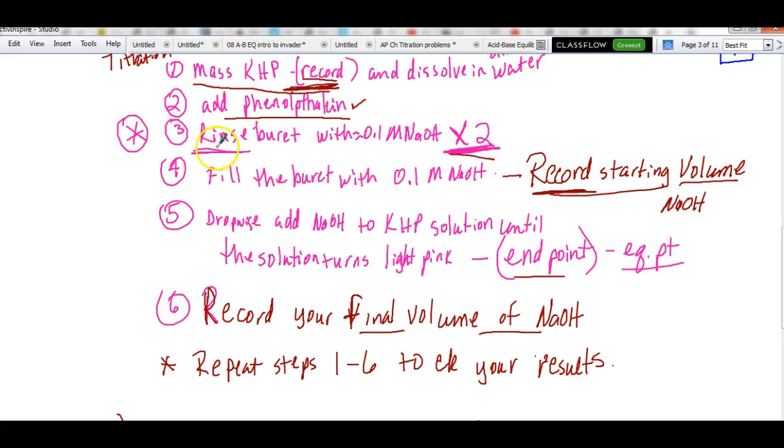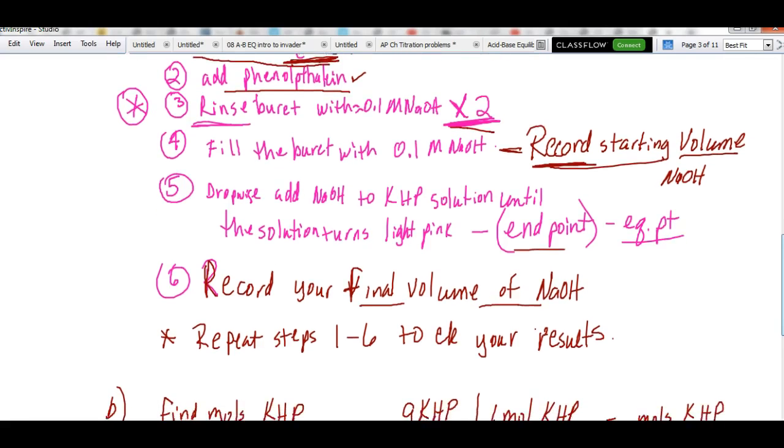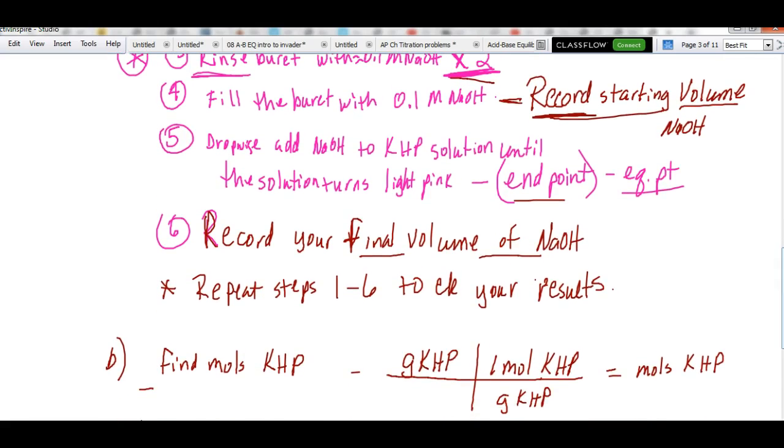And you're going to rinse that burette twice. You're going to fill it with the sodium hydroxide and record that starting volume. Then you're going to add the hydroxide dropwise to the acid solution, the KHP solution, until the solution turns light pink, because you put phenolphthalein in there.